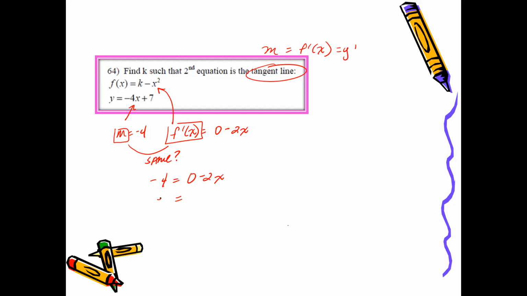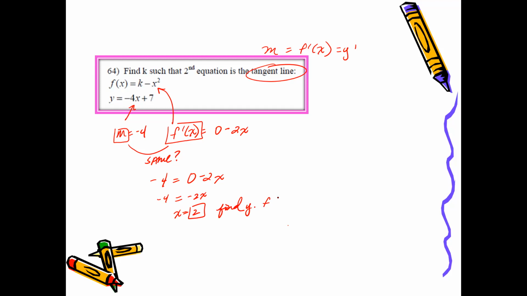So let's go ahead and set these two equations equal to each other. So then I have -4 equals -2x. And if I divide by -2 on both sides, x equals 2. Now that I have 2 for x, let's go ahead and find y.